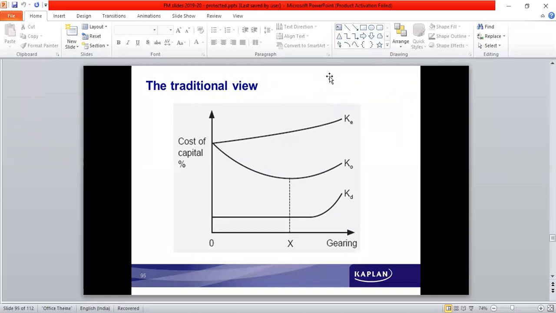The traditional view of it is given here. The cost of debt is a cheaper form of capital. KD, the cost of debt, is a cheaper form of capital. But because debt is present, the risk is increasing, so the cost of equity increases. So the overall cost of capital, the weighted average cost of capital, balances the two things, that is the cost of debt capital and the cost of equity capital. So that is the overall cost of capital, also called WACC.